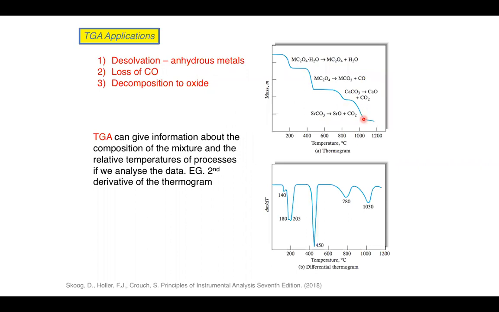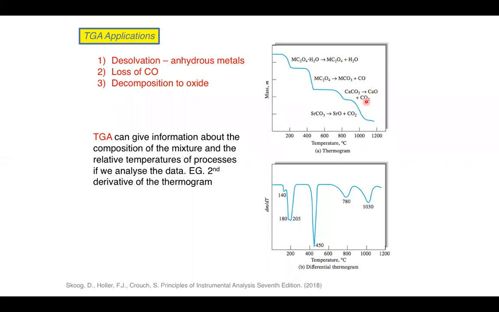So applications generally in this desolvation, so to see how much water there is in our metal complexes, and to look at the loss of carbon monoxide, which we had here. So these are the reactions which we witnessed on the previous TGA slide. So this was the metal oxalates with the water, losing the water, metal oxalate, losing carbon monoxide to form the carbonate, then the calcium carbonate forming the calcium oxide plus CO2.